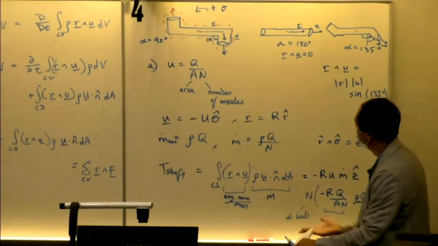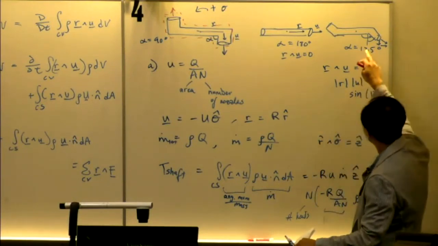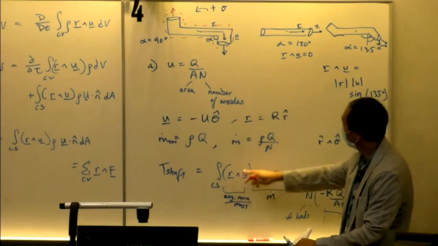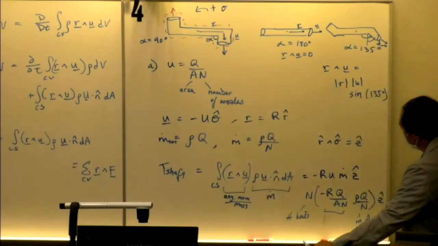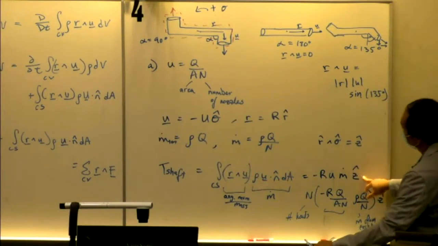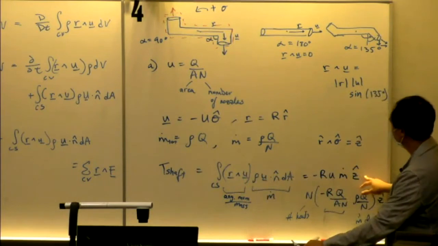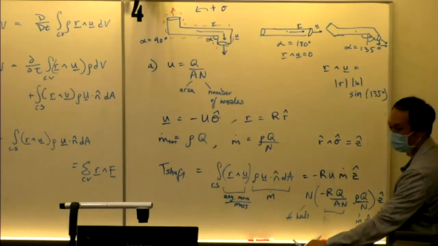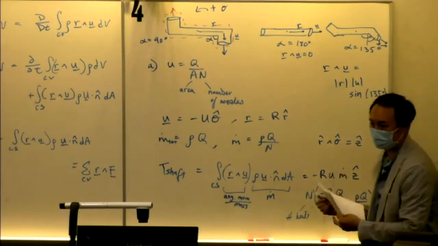If the things are angled, this m dot does not change, but this does change. You have the sine term. And the last thing to keep track of is that r cross u is a vector, so you need a vector here. The notation we have is r hat cross theta hat, z hat. This is good? OK.